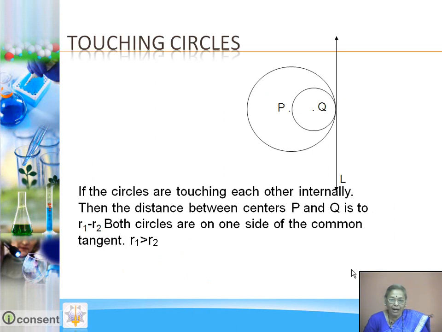If you have to find out the distance between the centers, then only if we subtract the radii will we get the distance between these two centers. That is, distance PQ is equal to R1 minus R2.